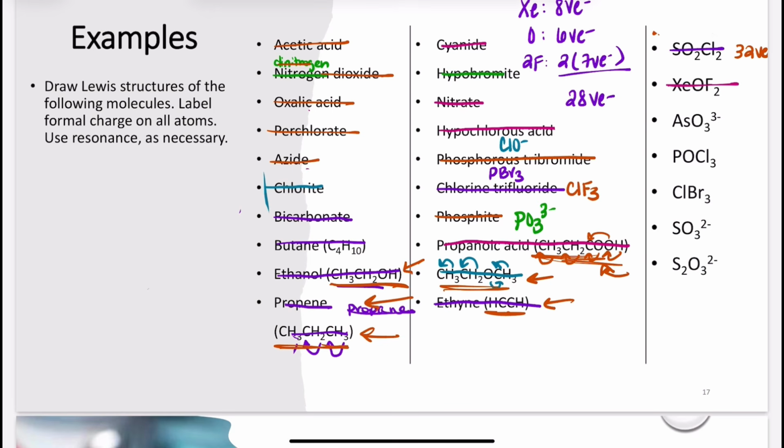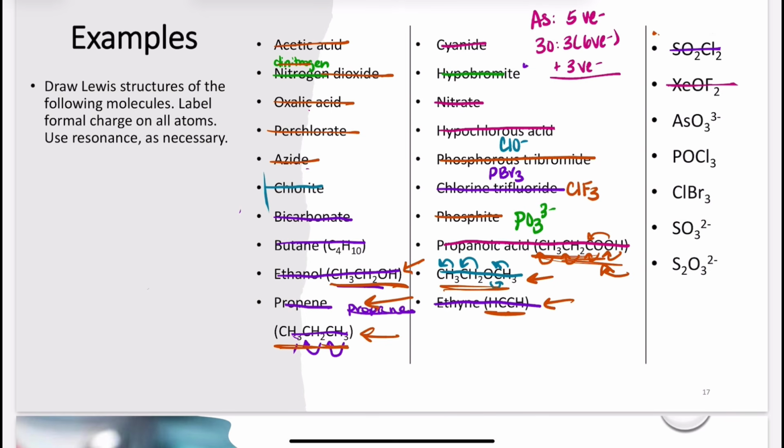Next up, AsO3 minus, arsenate. Arsenic is under phosphorus, so 5 valence electrons, 3 oxygens at 6 valence electrons each, plus an extra 3 valence electrons for charge. So 18, 23, 24, 25, 26 valence electrons.